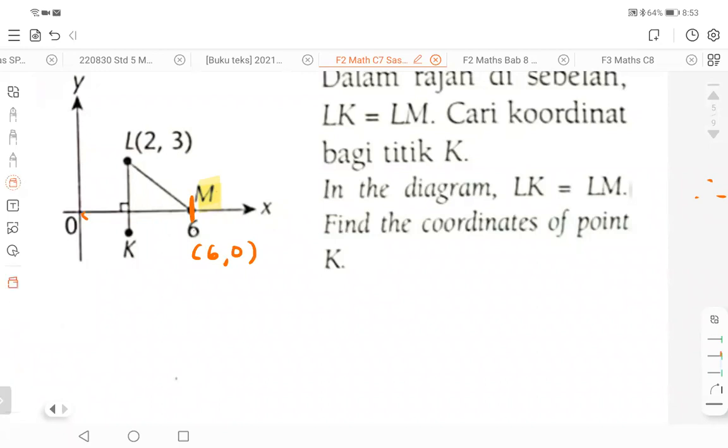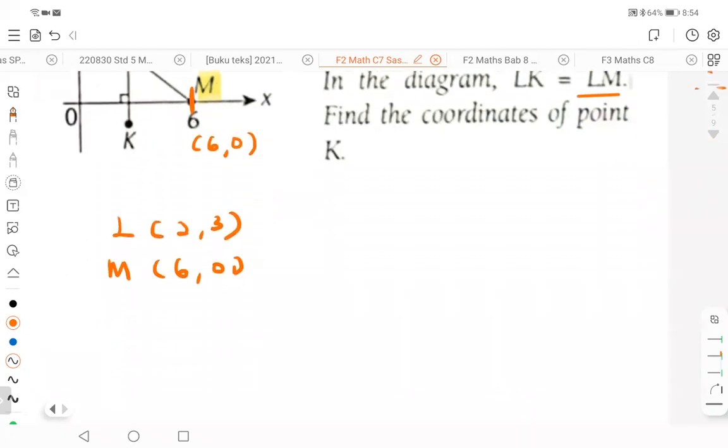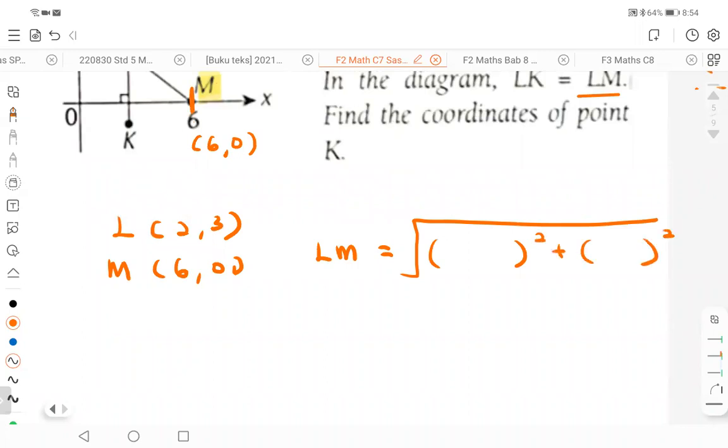After we get the coordinates, we can find out the distance. So we list down again, the coordinate L is 2, 3, then M is 6, 0. After that, just write distance of LM. LM equal to the square root, bracket square plus bracket square. Insert the numbers, 2 minus 6, 3 minus 0. Key in the calculator, you will get the answer equal to 5 units.